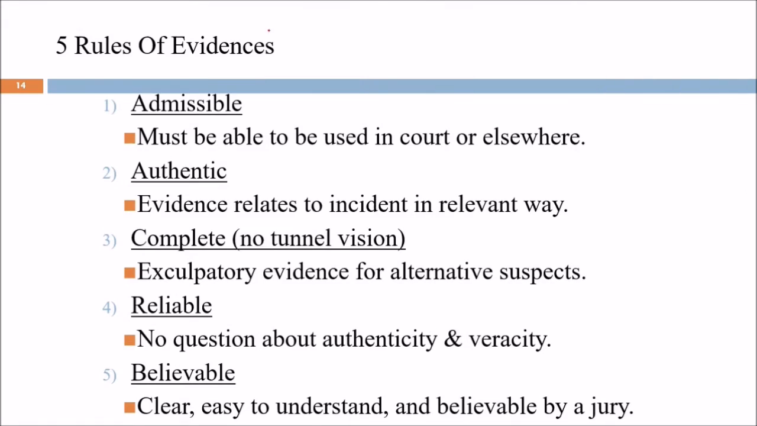These are the rules of evidence, five rules of evidence. First, it has to be admissible, meaning it must be able to be used in court or elsewhere. It has to be authentic. Evidence relates to the incident in a relevant way. It has to be complete, no tunnel vision. That means including exculpatory evidence of alternative suspects. It must be reliable, with no question about the authenticity and veracity, and believable, that means clear, easy to understand, and believable by the court jury.